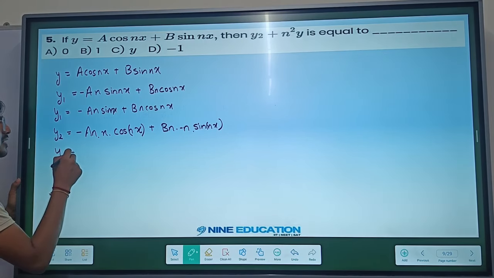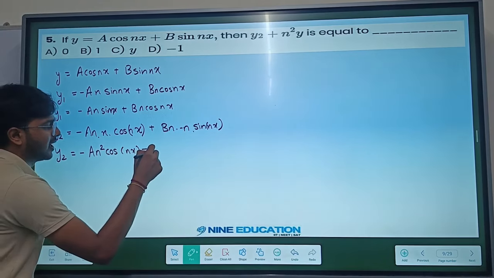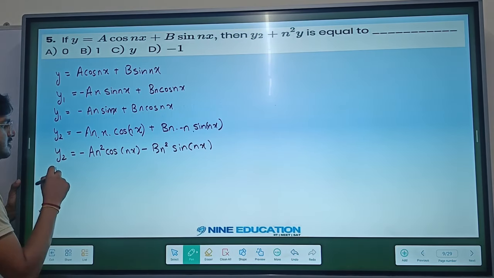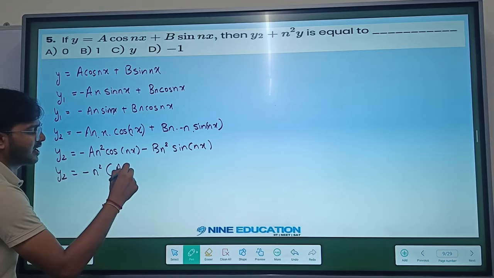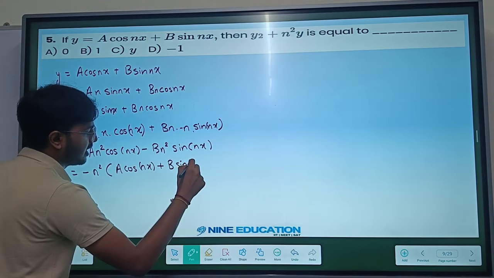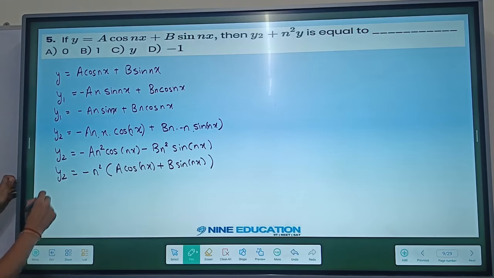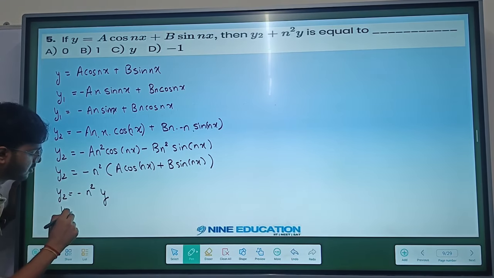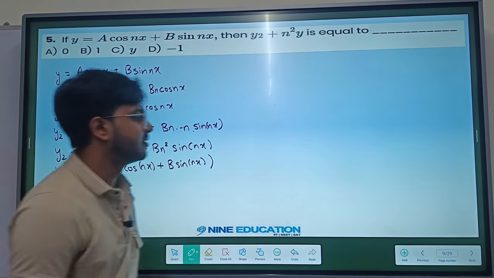If you multiply, what will I get? Minus an square cos of nx minus bn square sin of nx. So if I take minus n square common, what will I get? A cos nx plus b sin nx, which is y. So what do we get? y2 as minus n square y. So y2 plus n square y equal to 0. Option A.